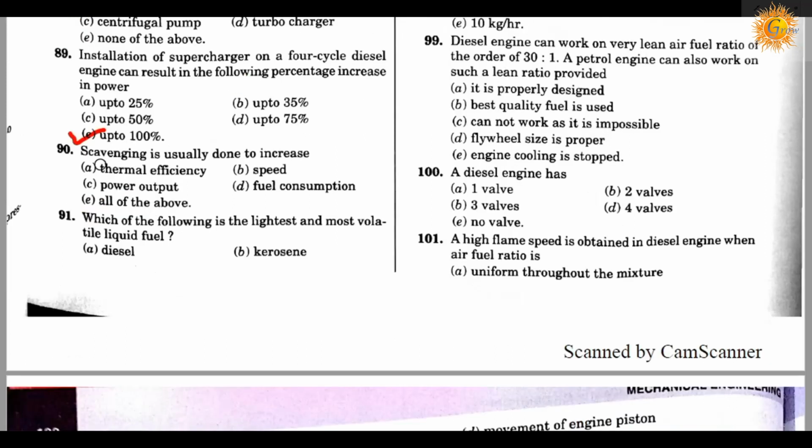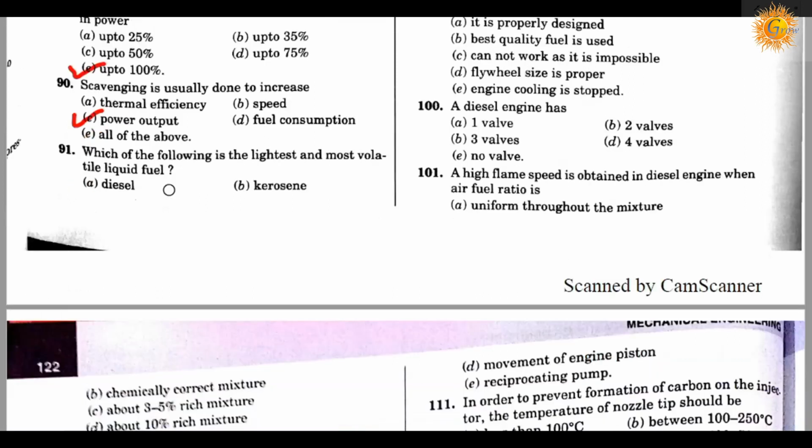Question number 90. Scavenging is usually done to increase option A, thermal efficiency, option B, speed, option C, power output, option D, fuel consumption, option E, all of the above. Correct answer is C, it will be power output.